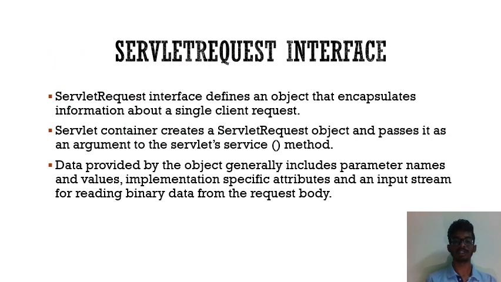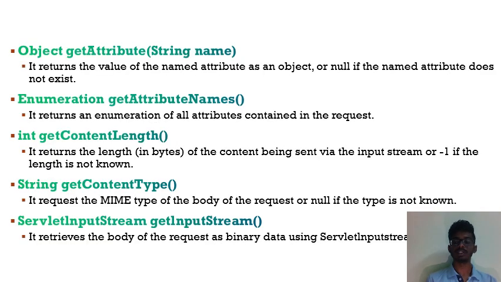And then the ServletRequest interface. The ServletRequest interface defines an object that encapsulates information about a single client request. It accepts only a single client request at an instance, and even if we want, it may create a session, and all the requests that are sent by the client are handled here. Some methods of the ServletRequest interface are getAttribute, getAttributeNames, getContentLength, getContentType, getInputStream. getAttribute gets the attribute, getAttributeNames returns the names of the appropriate attributes. Content length means the length of the content of the input stream or the buffer. Content type means what the content has been set to.